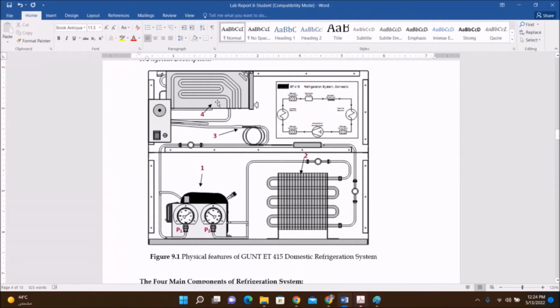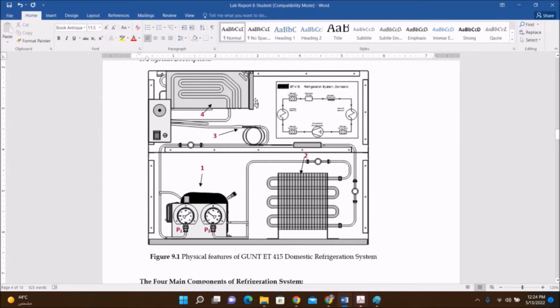Now how does it work? I will explain the working. I will start from our desired output. I want to make the water cold. I want to make the space cool. So this is the space. Keep the water bottle here.